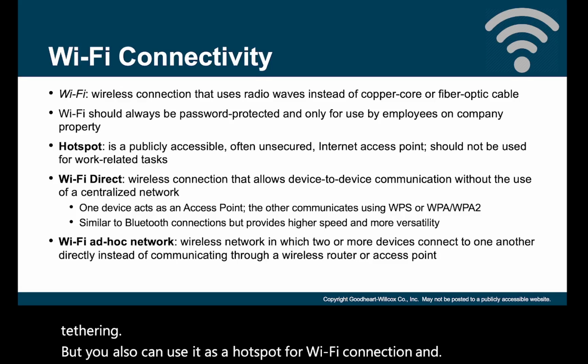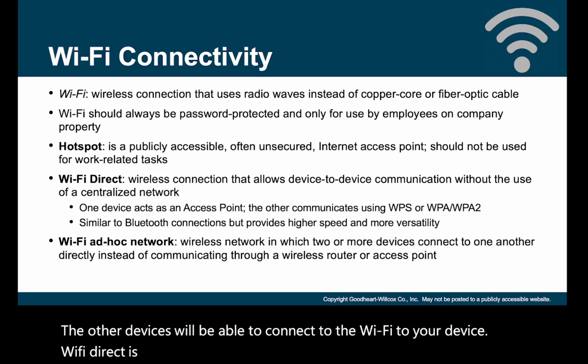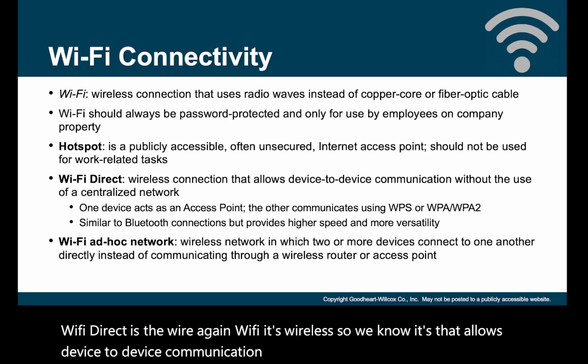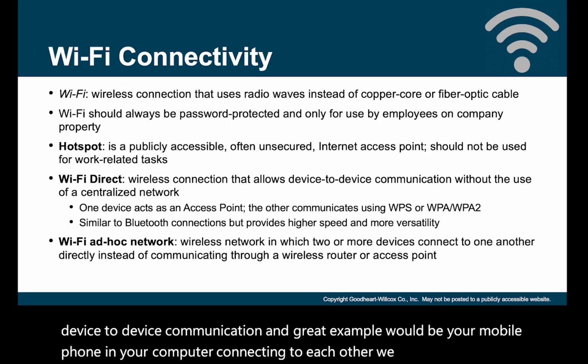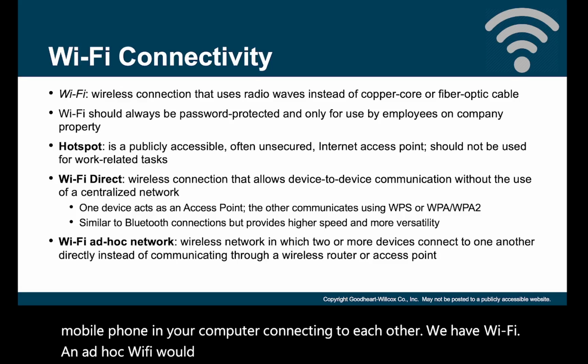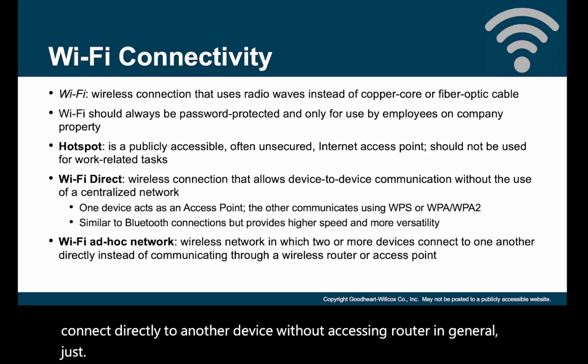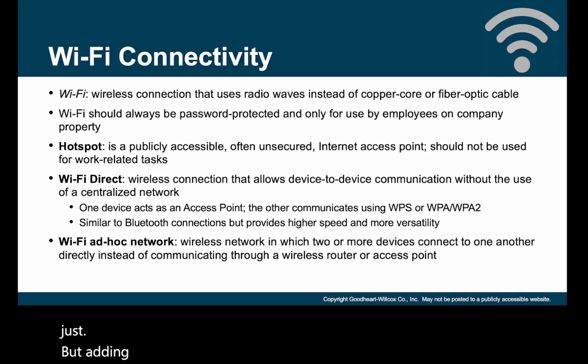Then other devices will be able to connect through the Wi-Fi to your device. Wi-Fi Direct is, again, Wi-Fi, it's wireless, so we know that allows device-to-device communication. A great example would be your mobile phone and your computer connecting to each other via Wi-Fi. And ad hoc Wi-Fi would be a type of small area network where one device connects directly to another device without accessing a router, in general, just by adding into each other's networks.